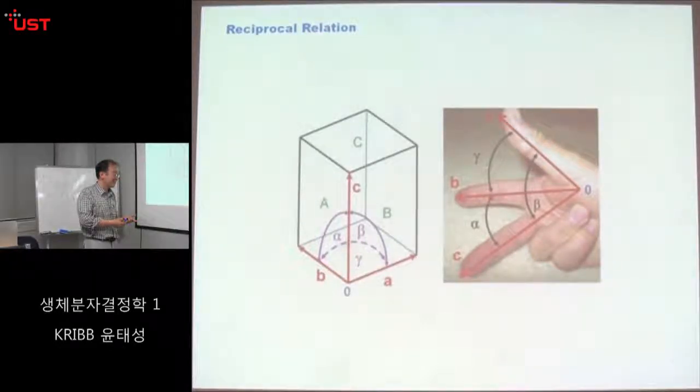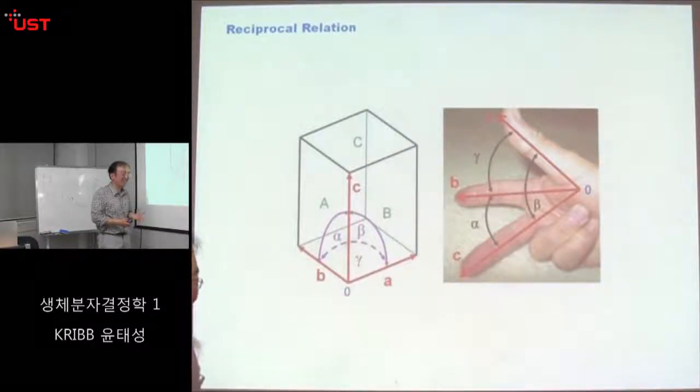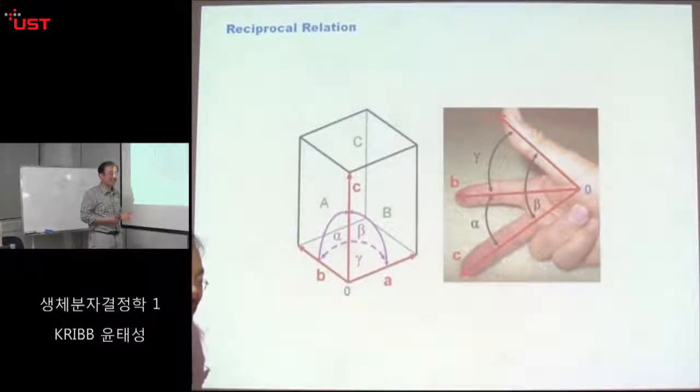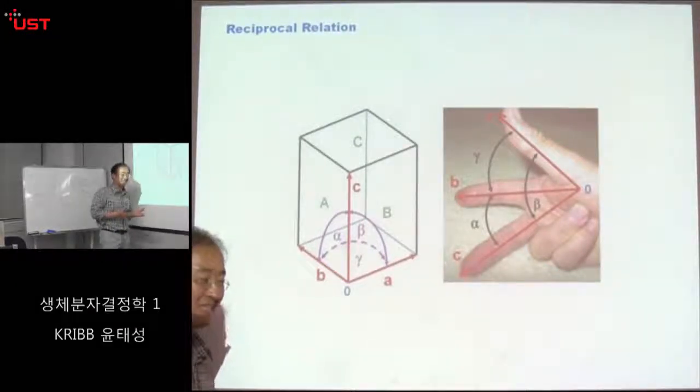We have 3 directions. We should say such a 3, primitive. Your turn. In which direction? Translational symmetry along A, B, C. Yeah, that's it. Only A, B, C.